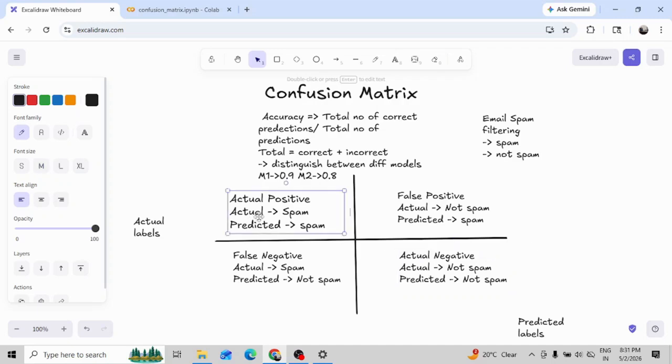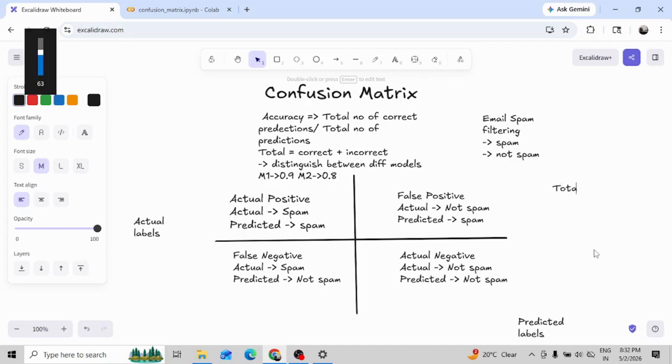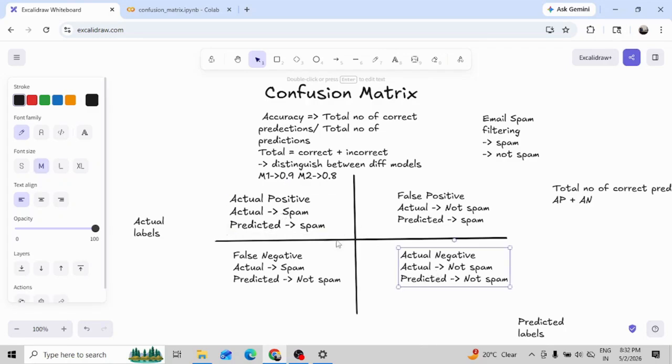Now, you can see these two terms, actual positive and actual negative, account for the total number of correct predictions. So if I write here, our total number of correct predictions is the actual positive plus the actual negative. This is a correct prediction, and this is also a correct prediction, the first and the third quadrant. You have to remember this.